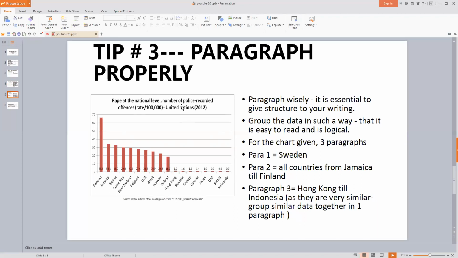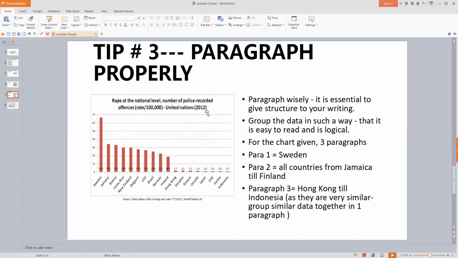So let's say you get this in your IELTS, how would you group the data? Basically, when you paragraph, you have to group the data in such a way that it is easy to read and it is logical. So for this chart, if you get this bar chart in your IELTS exam, you can see that first it is showing the rape at the national level, the number of police recorded offenses in the United Nations in the year 2012.